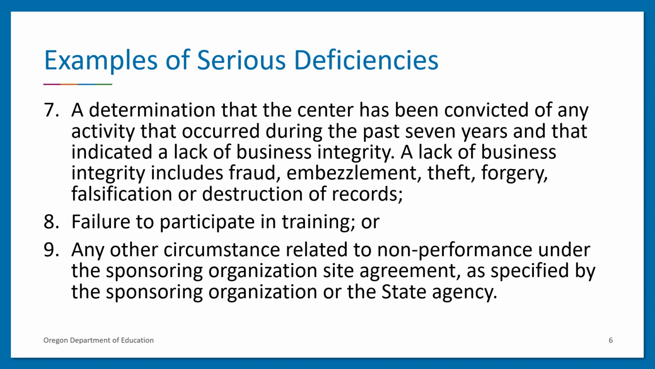A determination that the center has been convicted of any activity that occurred during the past 7 years and that indicated a lack of business integrity. A lack of business integrity includes fraud, embezzlement, theft, forgery, falsification, or destruction of records. Please note that this list is not all-inclusive, and for additional examples that indicate a lack of business integrity, please refer to Section C in Chapter 15 of the CACFP Policy and Procedure Manual.